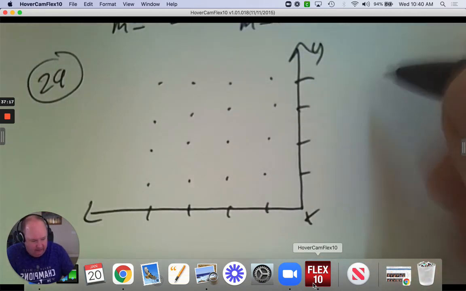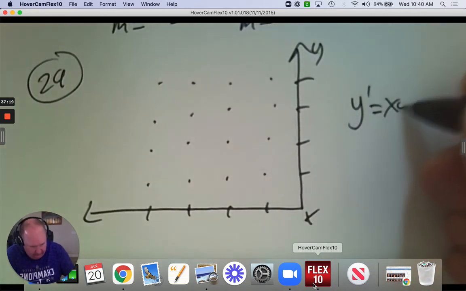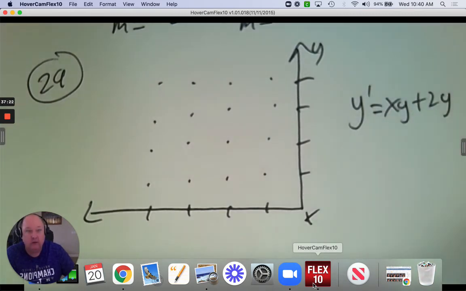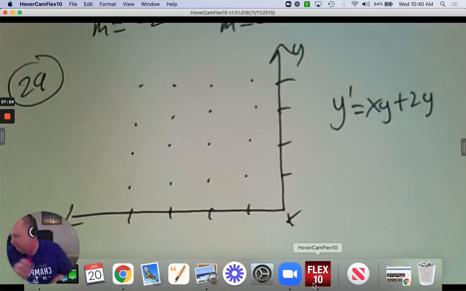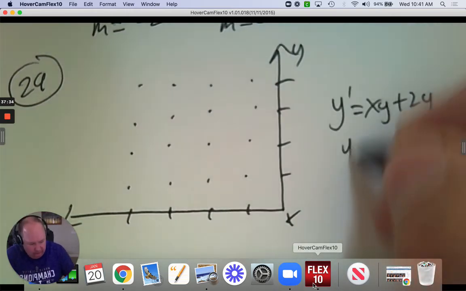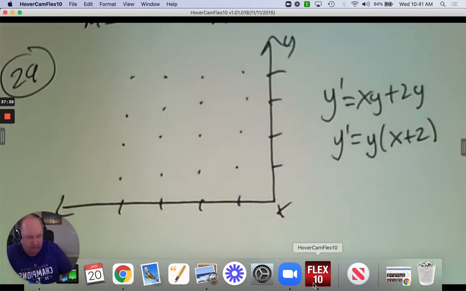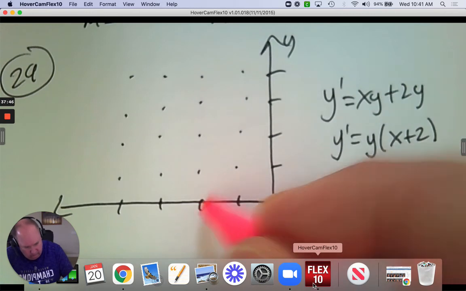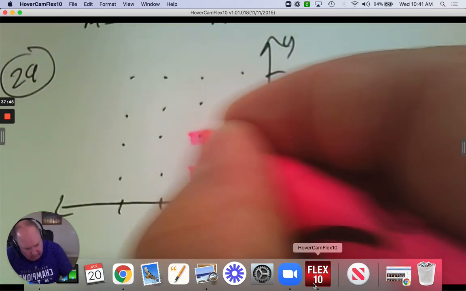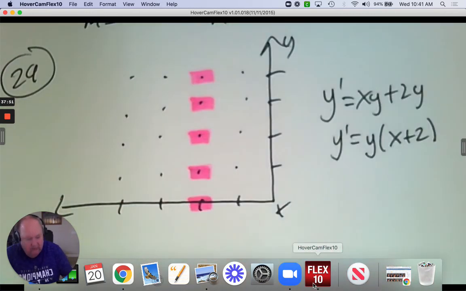And then, again, we're using this formula at every one. I'm going to do it in pink. We could also factor out a y to make it easier. So the slope formula, if you factor out a y, is this. That might be easier to look at, you know? Do you see how I factored out the y? So when x is negative 2, the slope is 0. So those are just horizontal lines at 0.